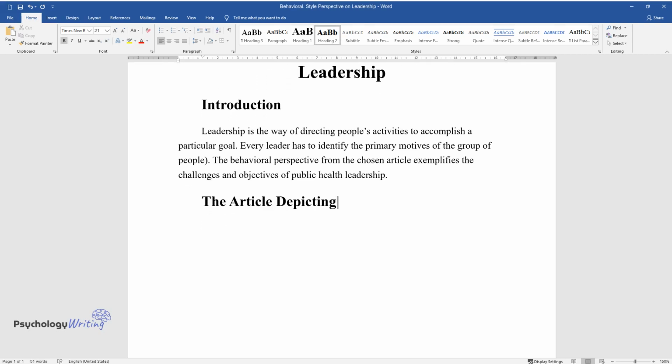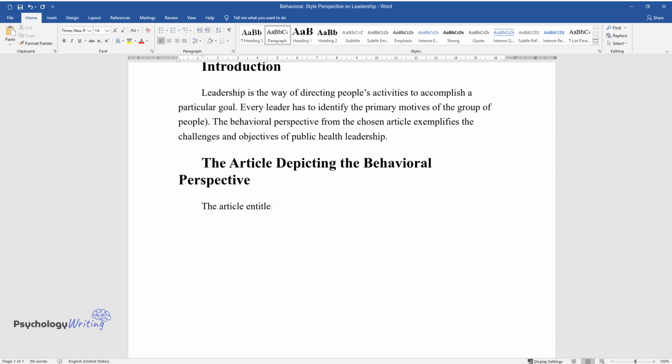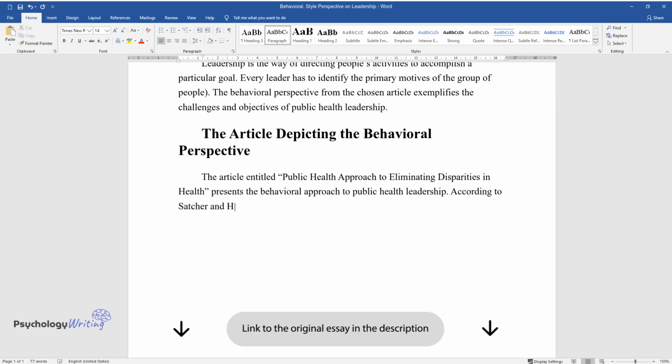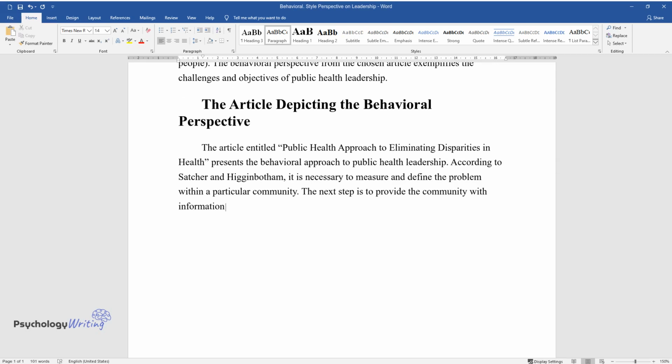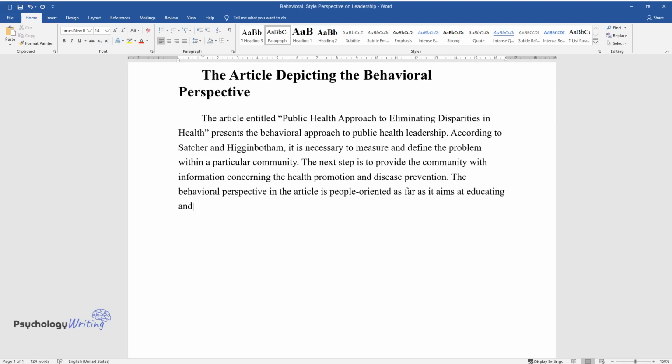The article depicting the behavioral perspective. The article entitled Public Health Approach to Eliminating Disparities in Health presents the behavioral approach to public health leadership. According to Satcher and Higginbotham, it is necessary to measure and define the problem within a particular community. The next step is to provide the community with information concerning health promotion and disease prevention. The behavioral perspective in the article is people-oriented as far as it aims at educating and assisting citizens.